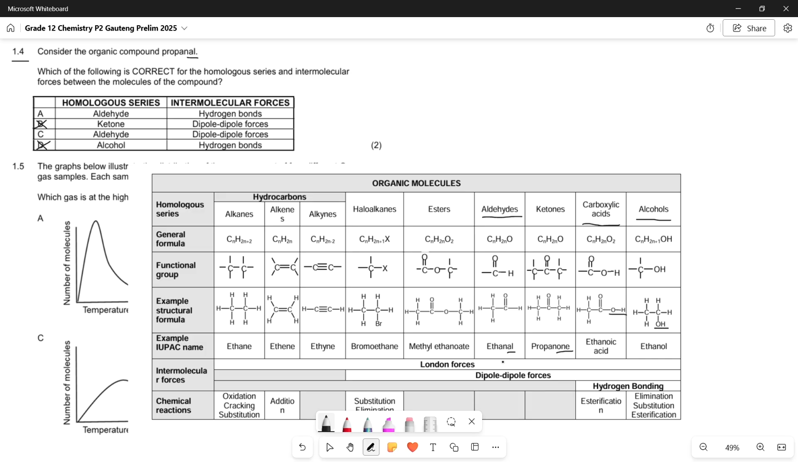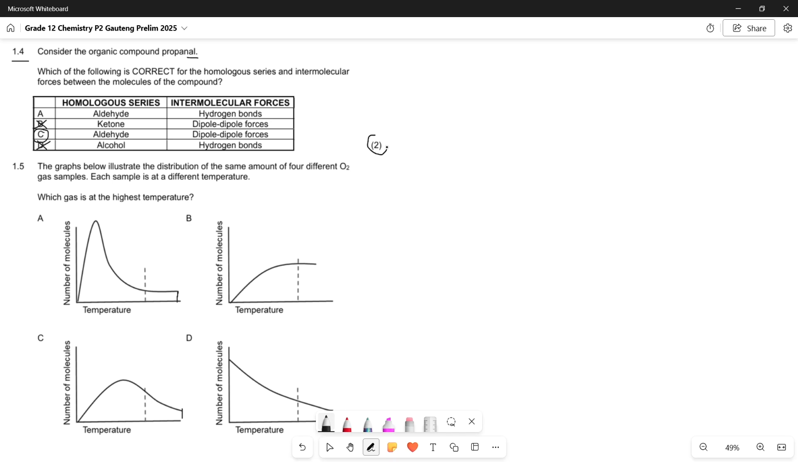But aldehydes have dipole-dipole forces because the O and the H are not directly attached to each other, but the C double bond O, regardless of the double bond, is here, and the electronegativity difference between C and O is in the range of dipole-dipole, which means that C will be our answer, as it is an aldehyde, propanol, and it has dipole-dipole forces like we can see over here. So that just earned us 2 marks over there.